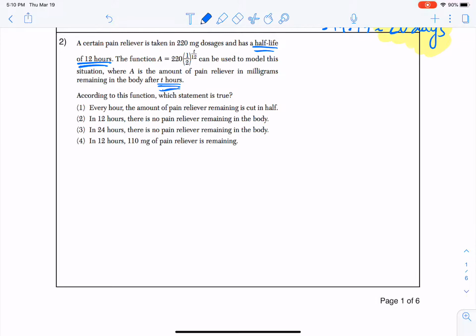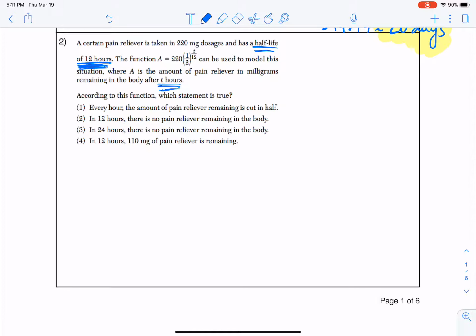So I guess one thing to note is that our variable in this half-life problem is hours. It's not the number of half-lives. And where do we think this 12 comes from? Well, it comes from how long one half-life is. So let's read the statements. Every hour, the amount of pain reliever remaining is cut in half.